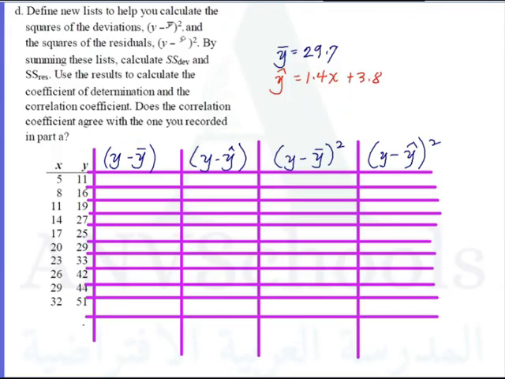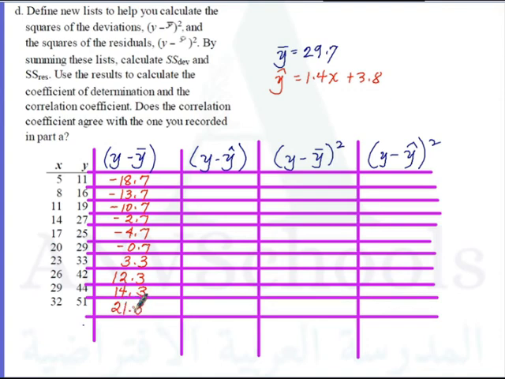Now to solve for this, you could do it using the calculator, but what I'm going to write here are the values already. So y minus the mean is 11 minus 29.7. This is negative 18.7. This is negative 13.7. This is negative 10.7. This is negative 2.7. This is negative 4.7. This is negative 0.7. This is 3.3. This is 12.3. This is 14.3. This is 21.3.